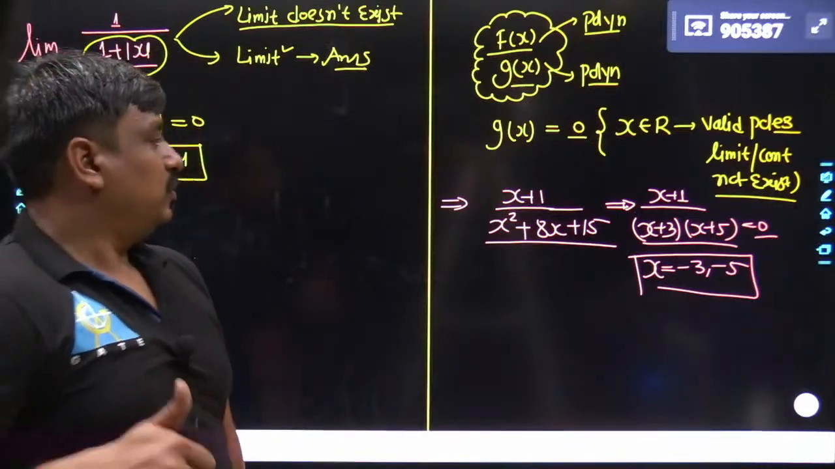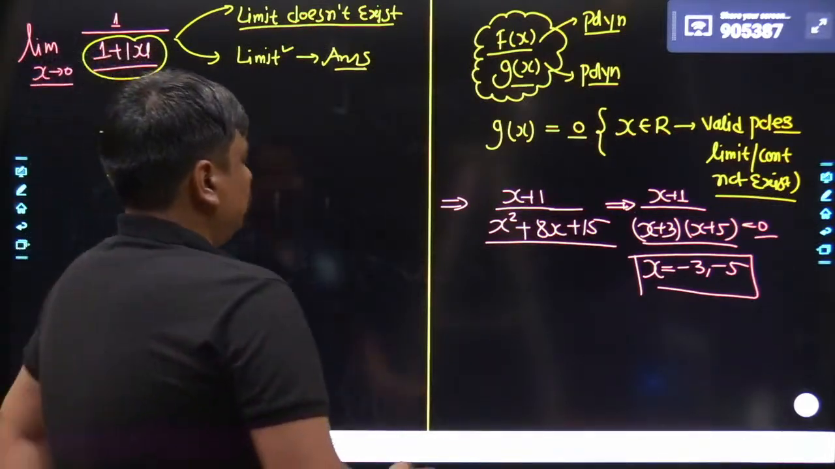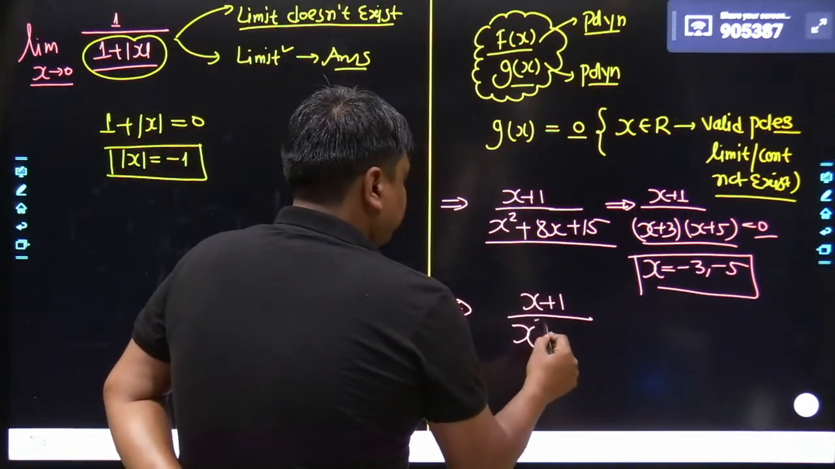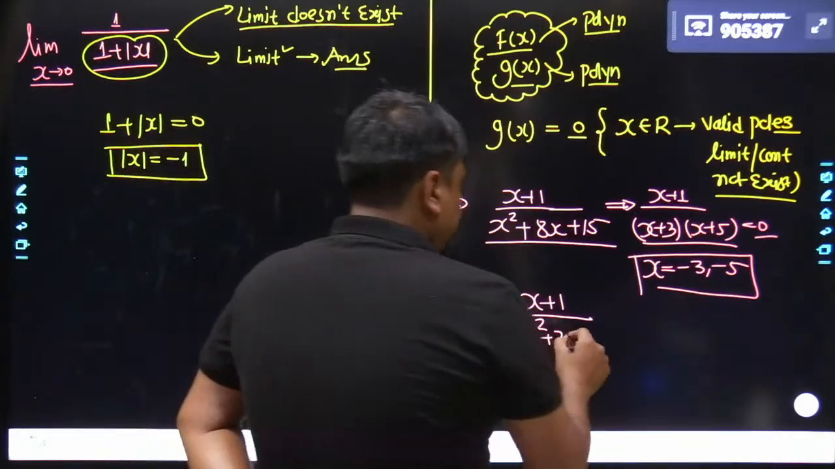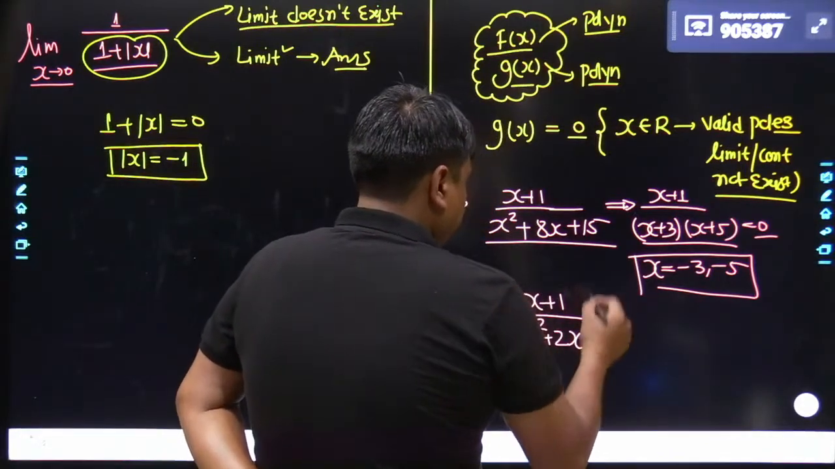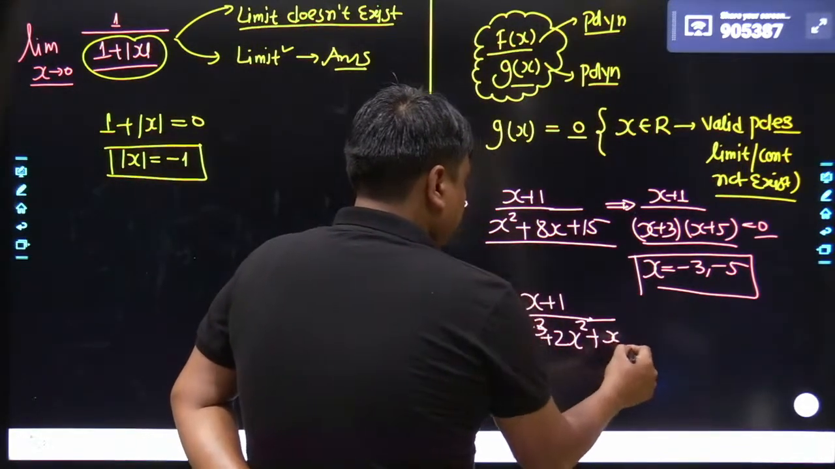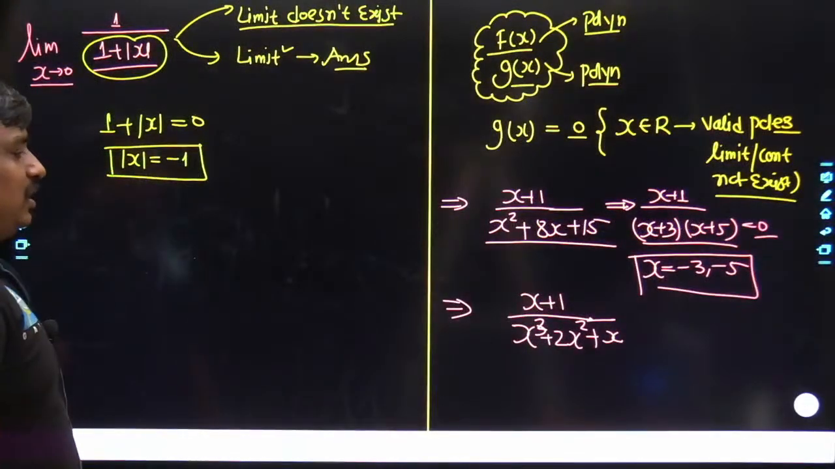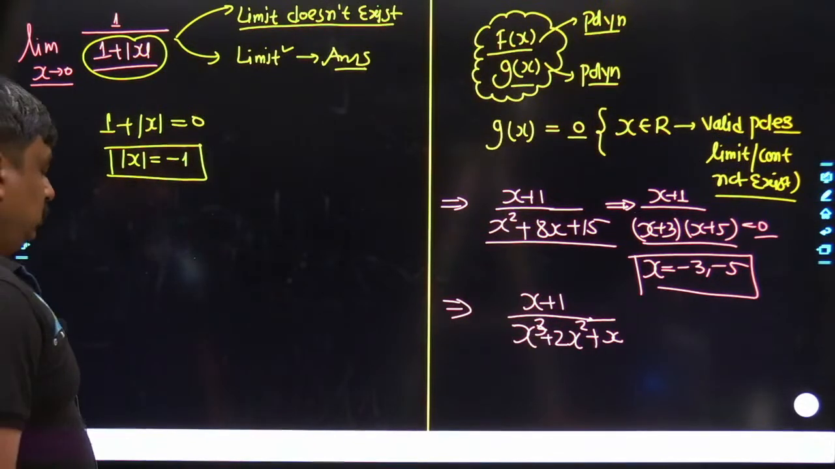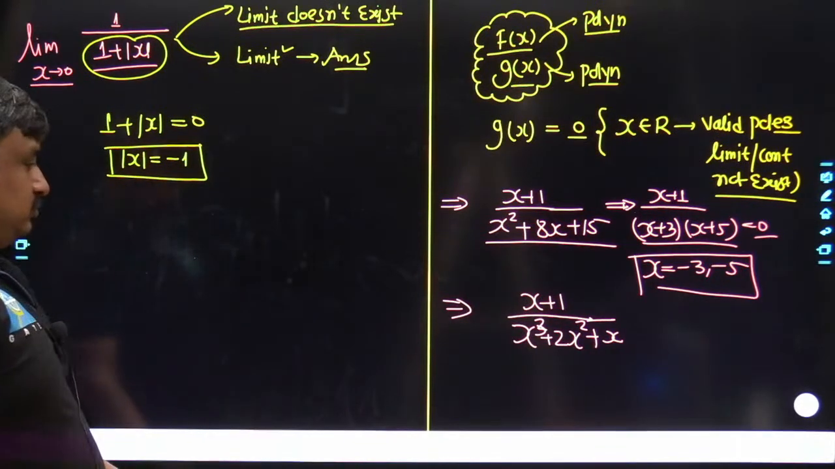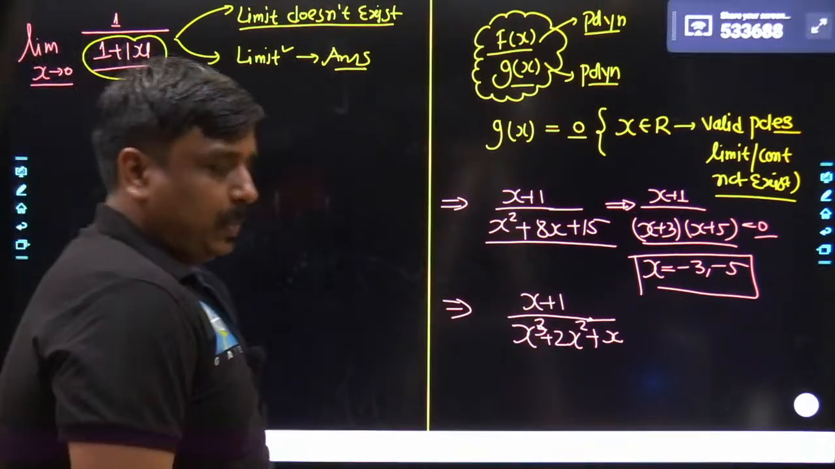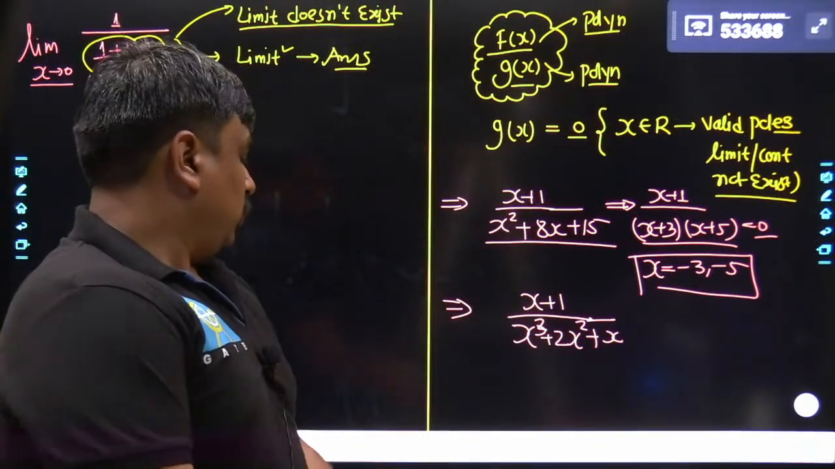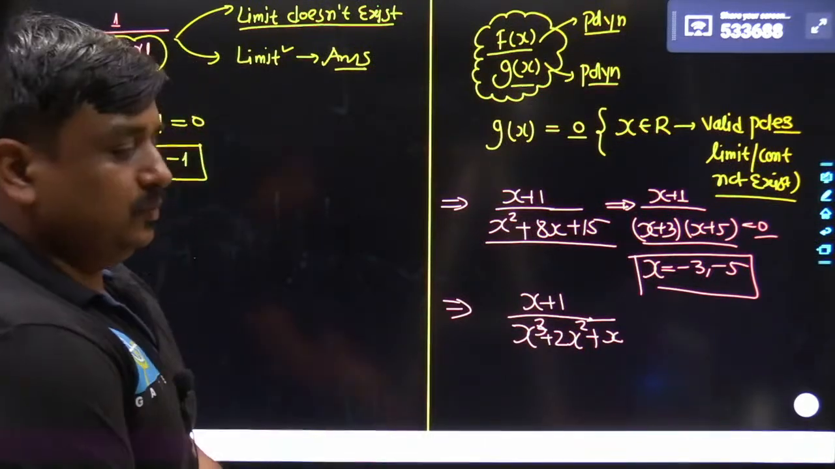Could you understand? Similarly, in the same sequence, let me take x plus 1 over x square plus 2x square plus x. Deliberately I have designed this problem. Tell me what would be the best answer for this given problem?